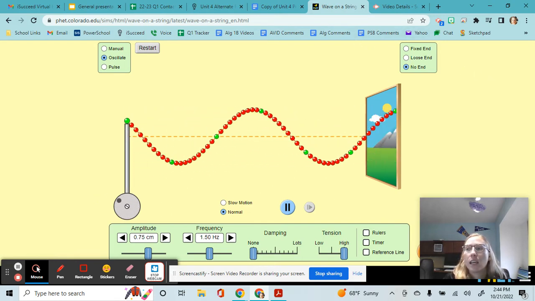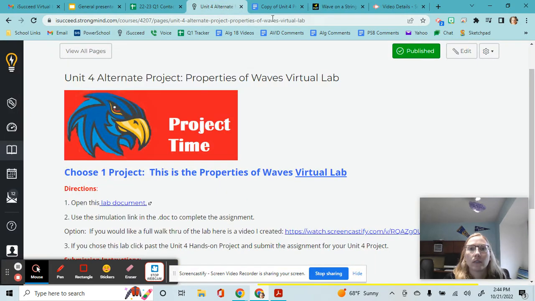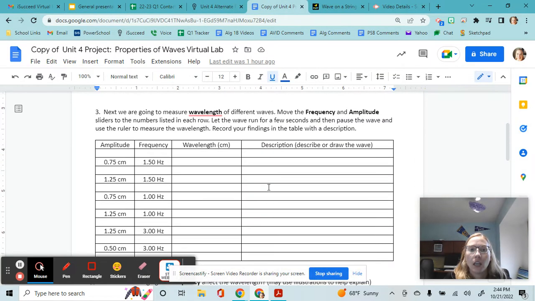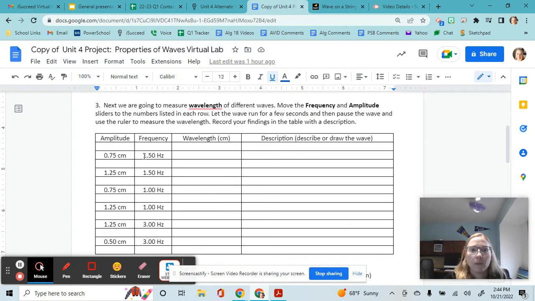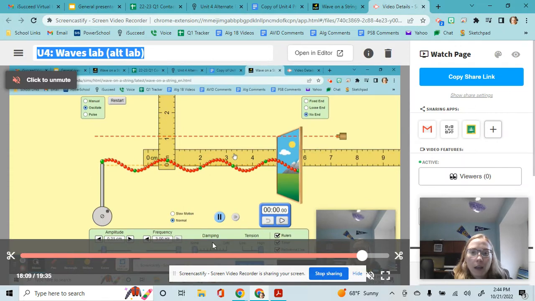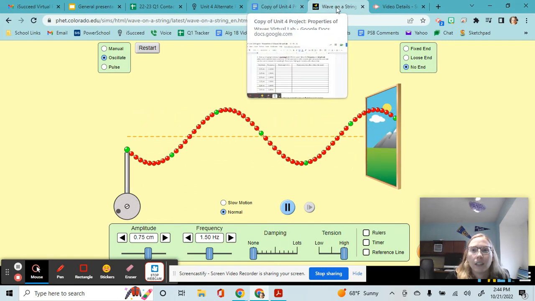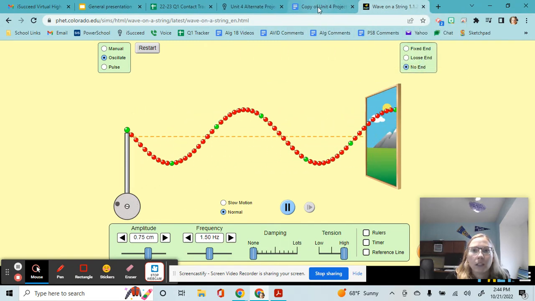And then next you'll go to part 3, question 3. And you'll go through some of these different amplitudes and frequencies, and you'll determine what the wavelength is and write a description, or do a screenshot or draw what you're seeing. And it's just an estimate. Whoa, wrong thing. Guess I should close it.